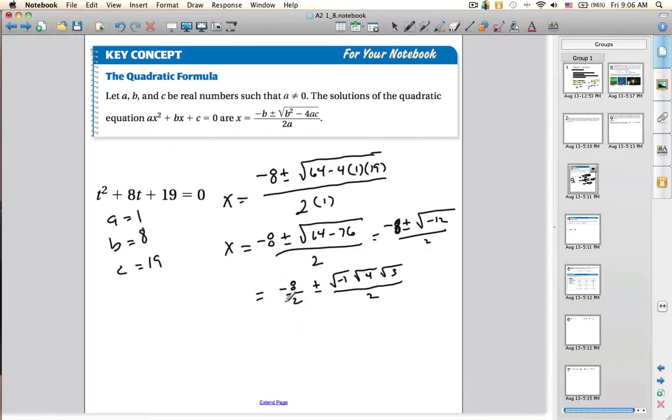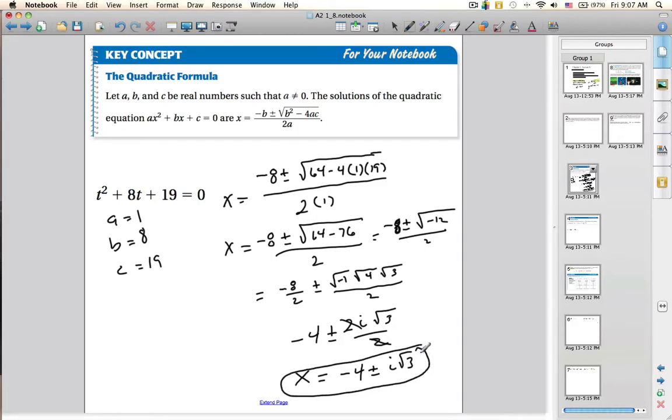As I continue to simplify, negative 8 divided by 2 is negative 4. Plus or minus 2i radical 3 over 2, and this 2 will cancel with that 2. So my final solution here is x is equal to negative 4 plus or minus i root 3. And that's how we simplified.